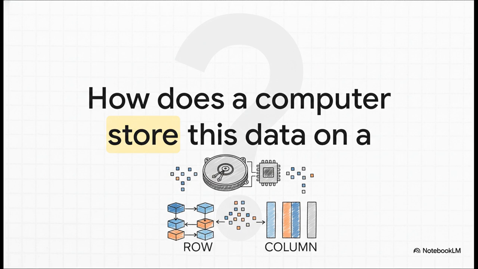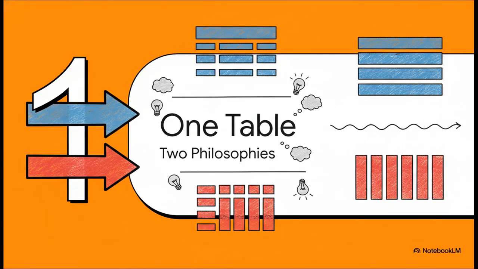I mean, it's not like it takes a screenshot of a spreadsheet. It has to physically lay out all that data, bit by bit. And how it decides to do that, well, that changes absolutely everything. And it turns out, for this one simple problem, there are two fundamentally different philosophies for how to tackle it. Two completely opposing schools of thought for organizing the exact same information.